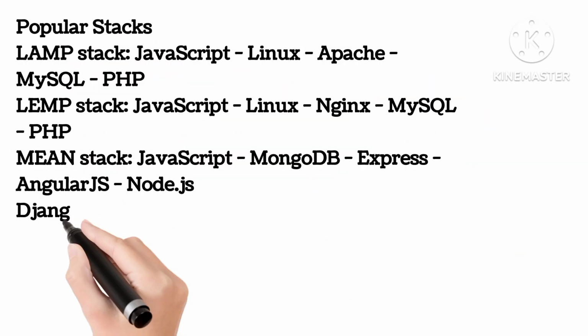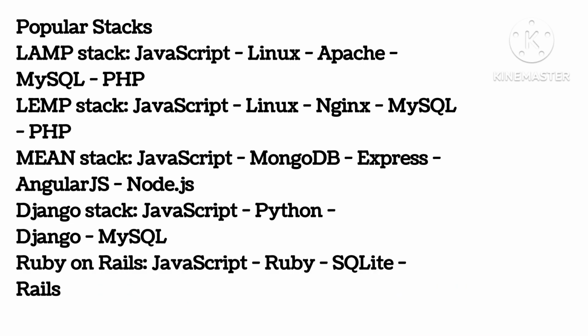Popular stacks are LAMP stack: JavaScript, Linux, Apache, MySQL, PHP. LAMP stack: JavaScript, Linux, Nginx, MySQL, PHP. MEAN stack: JavaScript, MongoDB, Express, AngularJS, Node.js. Django stack: JavaScript, Python, Django, MySQL. Ruby on Rails: JavaScript, Ruby, SQLite, Rails.